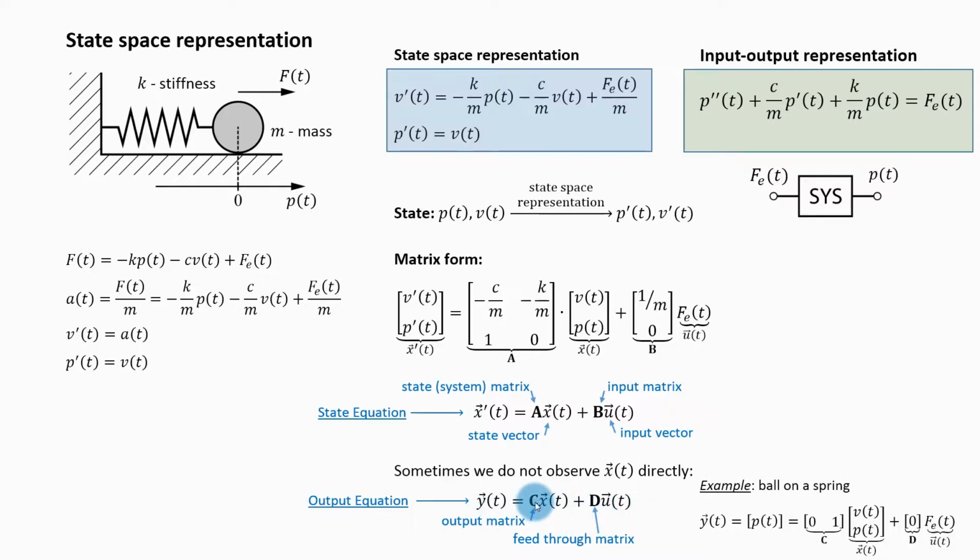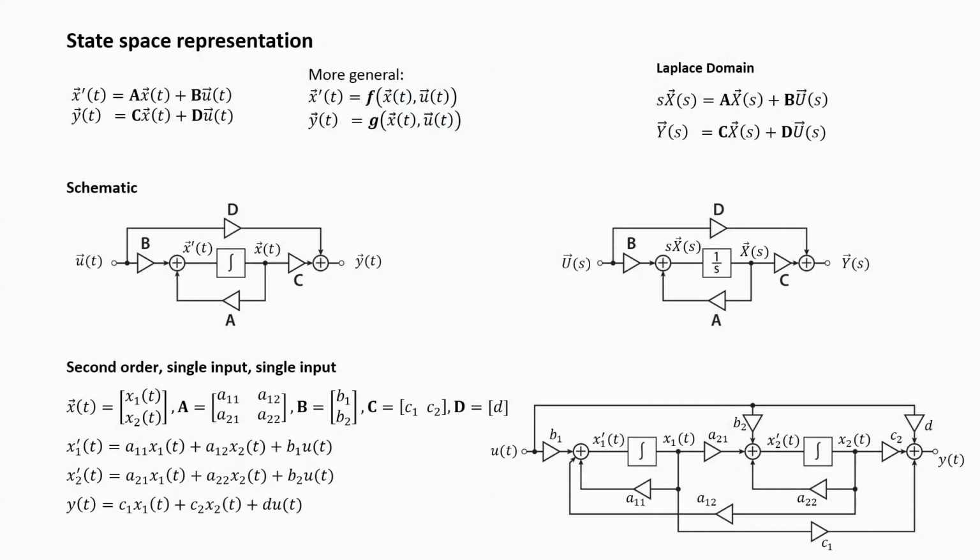These matrices are called the output matrix and the feed-through matrix. This entire equation we call the output equation, and in the case of our example, it would look like this. The output vector would have only a single element, which would be the position of our ball. This would be the output matrix, and this would be the feed-through matrix. So the state space representation can be expressed by these two equations, the state equation and the output equation.